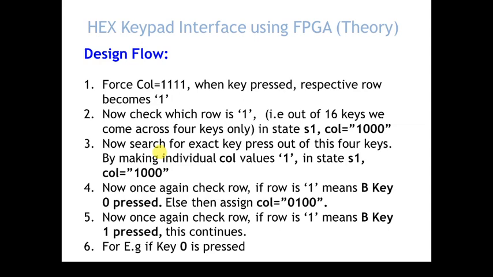So step by step, once again just note down. Our first step is to force all column values to 1. When a key is pressed, the respective row will become 1. There are 4 rows, so either row 0, row 1, row 2 or row 3, only one row will become 1, because the key is pressed in that row. Understood? Now check which row is 1, so out of 16 keys we come across only 4 keys. Now out of these 4 keys we have to identify the one key.